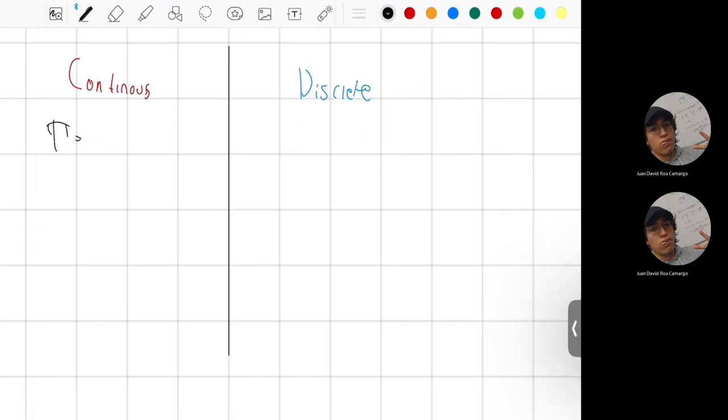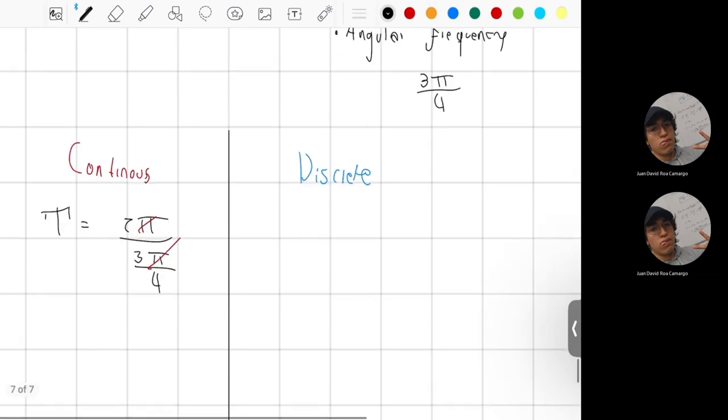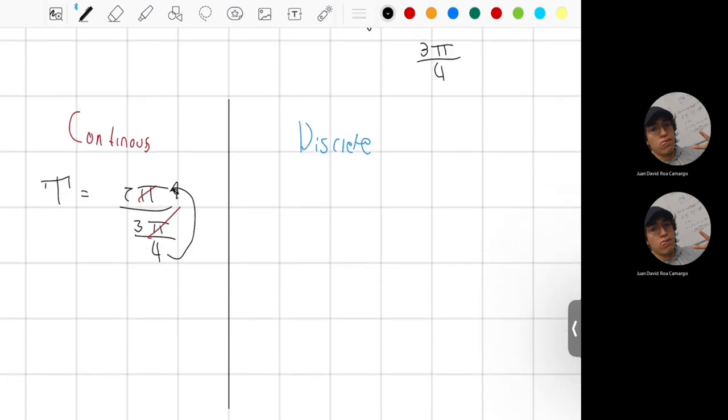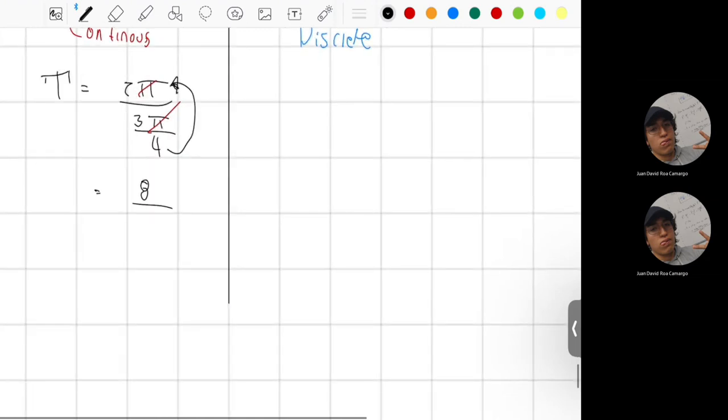So we know that the period is equal to 2 pi divided by the angular frequency, which in this case is 3 pi divided by 4. These two cancel out, and this one multiplies this one. So this will be 8 over 3, which will be approximately 2.67.